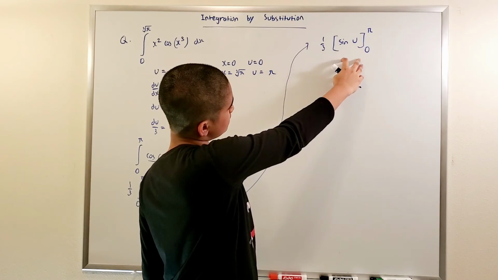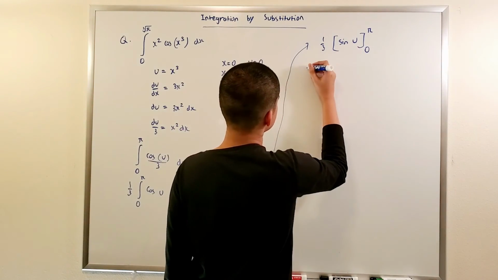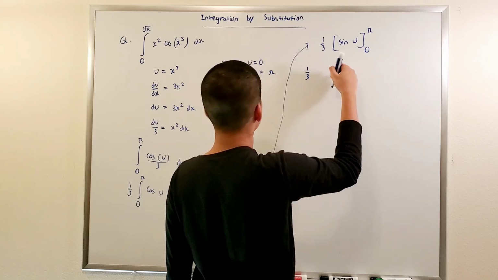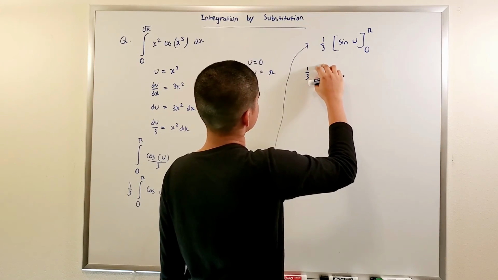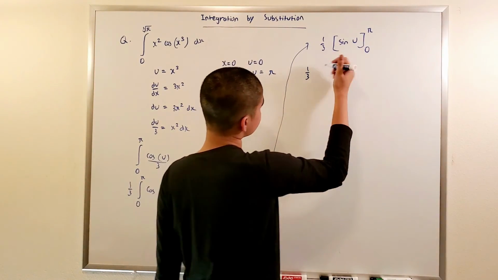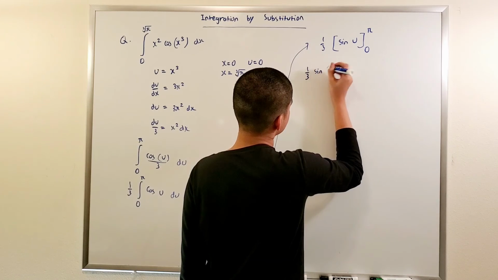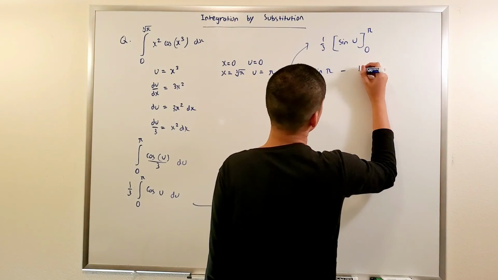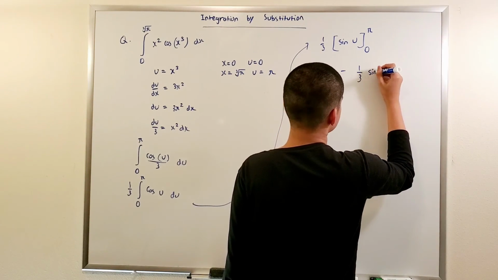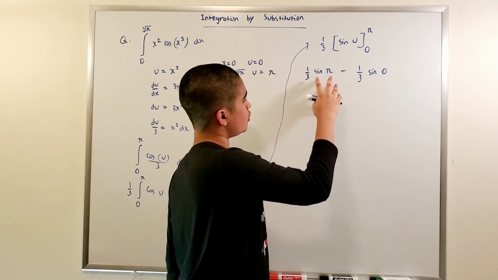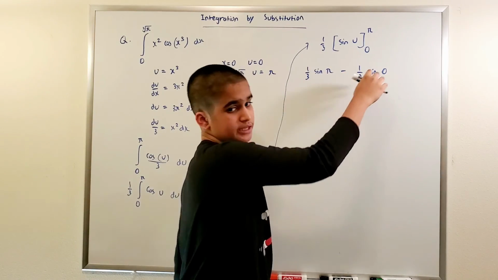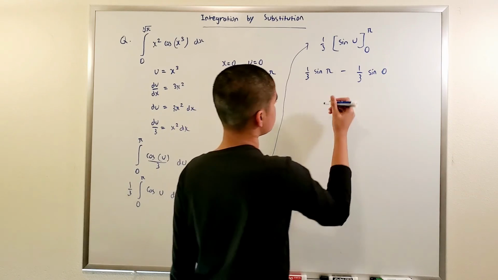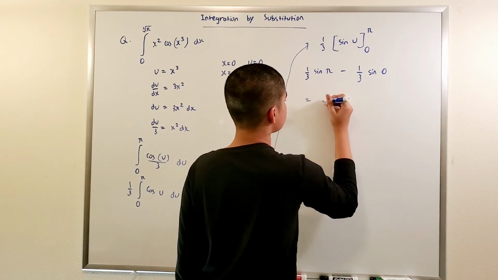Now evaluating this, we can write this as 1 over 3 times sine of pi minus 1 over 3 times sine of 0. Note that both sine of pi and sine of 0 are 0. So the answer for this definite integral is 0.